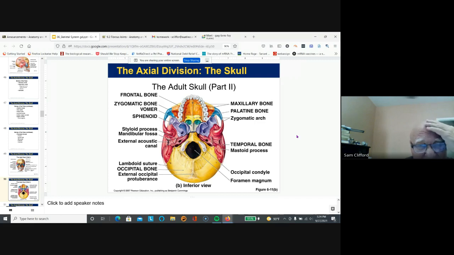If you look at the inferior view of the skull, you notice that here we have the maxillary bone, the palatine bone right here, and you'll have the external acoustic canal.